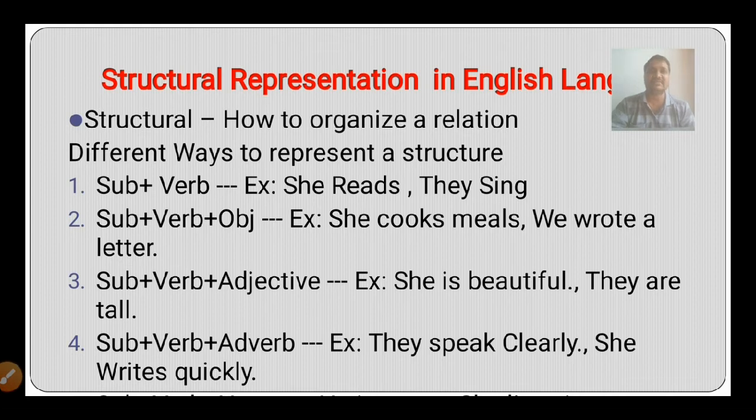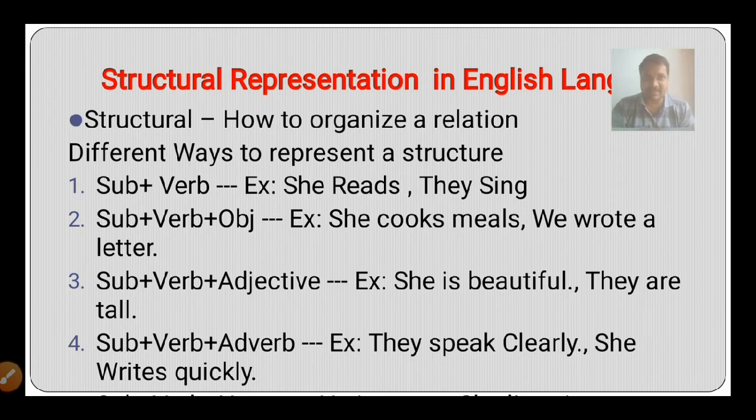There are different ways to represent the language in a structure, and we convert the language into a structure format and communicate it. We are going to follow a set of rules that we commonly use when speaking, which you call a grammatical representation. So you are using a set of structures, and with the help of the structure you represent whatever relation you want to frame.